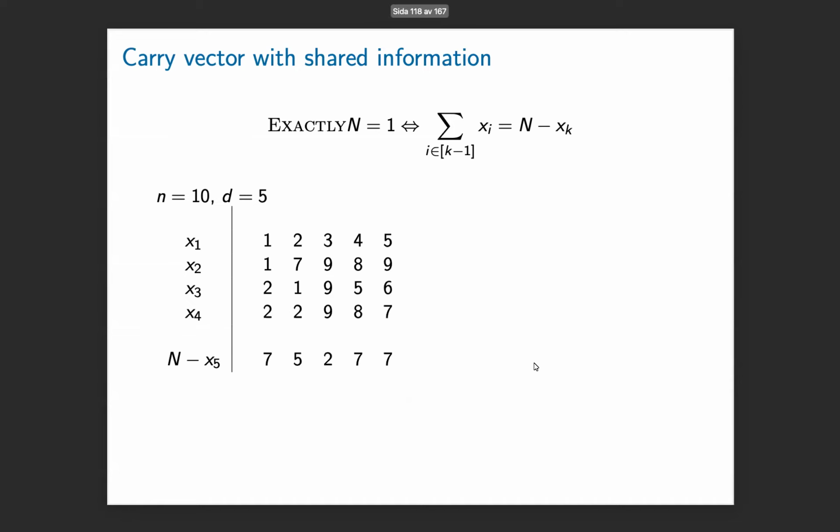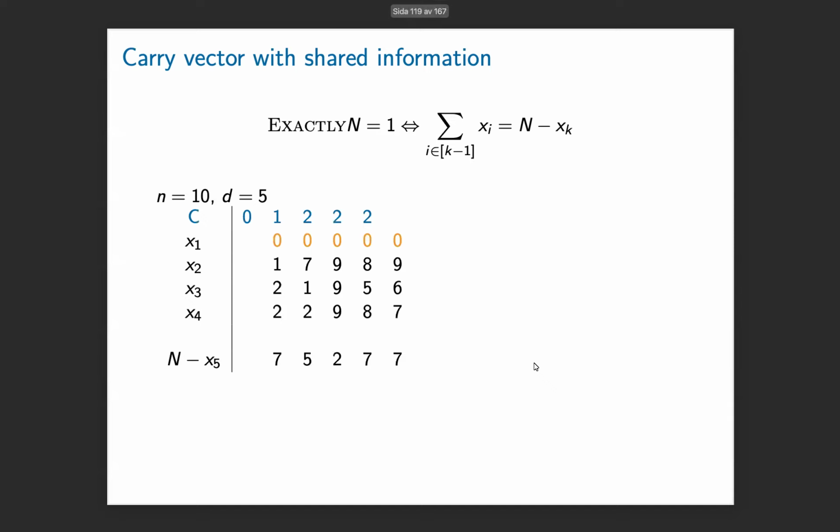So note that the player who holds x1 can sort of make an educated guess at what the carry vector is. Specifically, they can say, okay, what if my vector is the all zeros vector? What would the carry be then? Because they can see x2, x3, and x4, they can compute what the carry vector would be in this scenario.